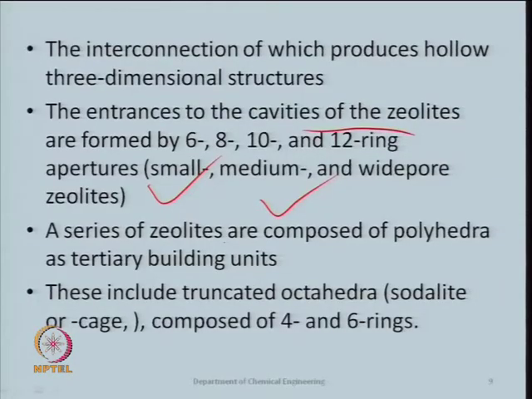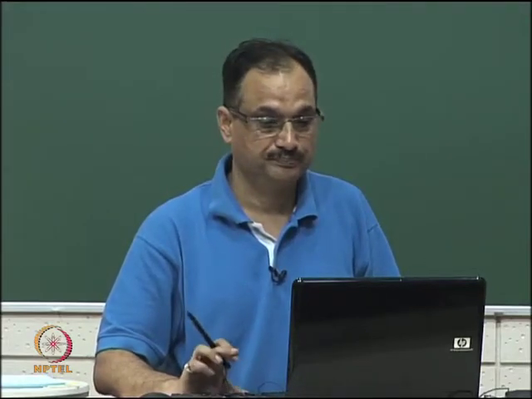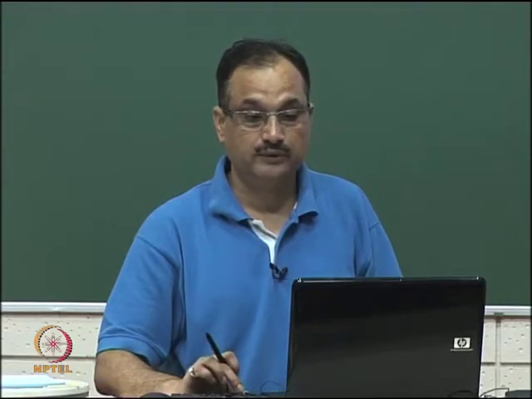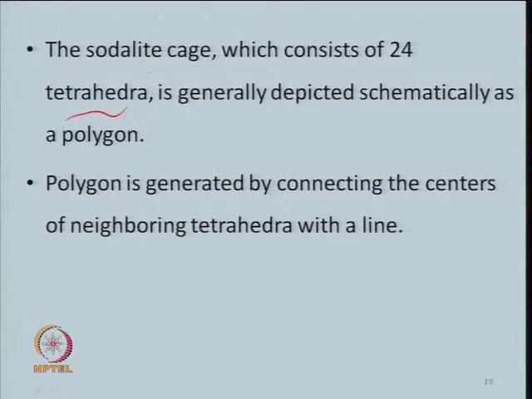So, if you look at those series of zeolites, they are truncated octahedra, sodalite or cage type structure, 24 membered rings which can be there, composed of 4 and 6 rings like that, right, in a square opening, hexagonal opening, 5 membered rings. So, different kinds of structures can be obtained from these primary building units. So, the sodalite cage, if you look at, has 24 tetrahedra, right, a buckyball structure which I was talking about, right. So, it has 24 tetrahedra and you call it a polyhedra also, right, and it is generally depicted by, as I will show you the figure of this.